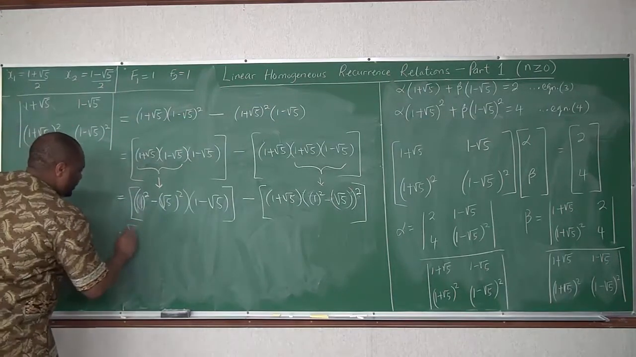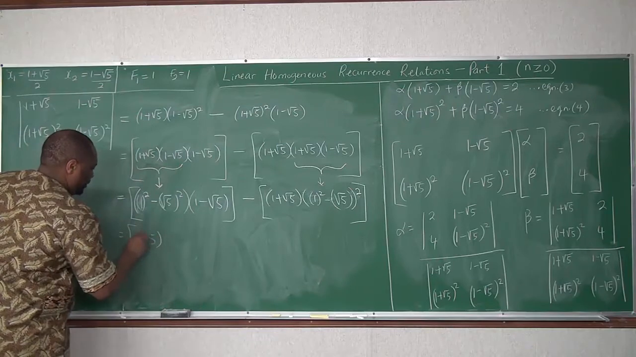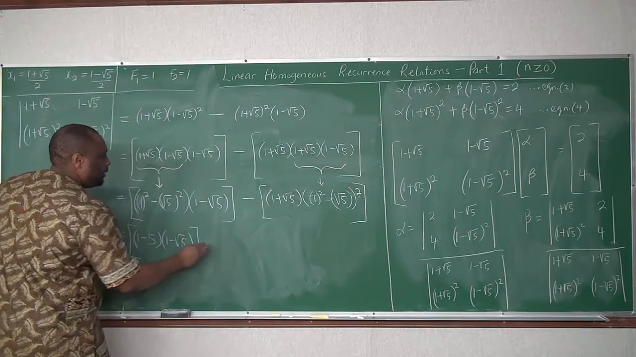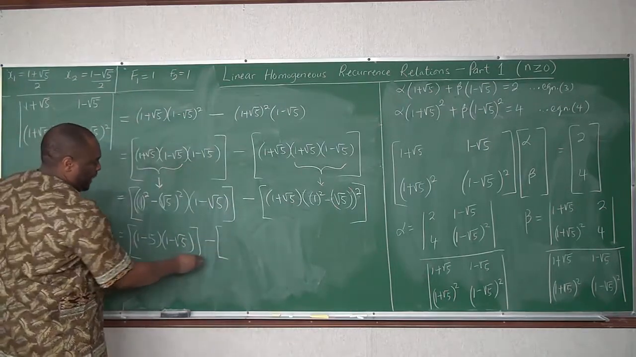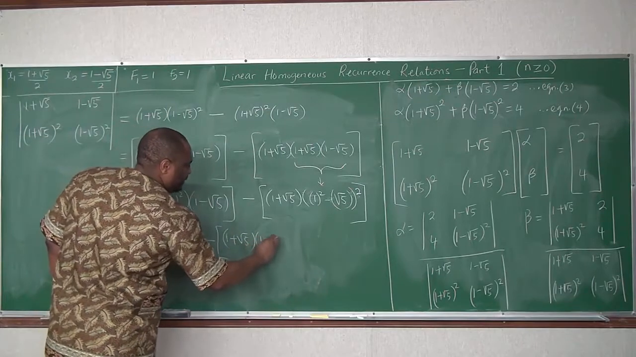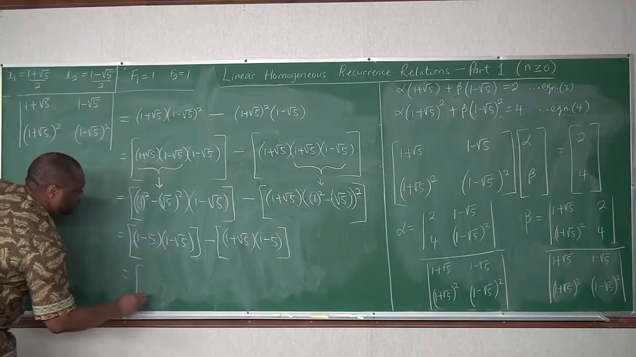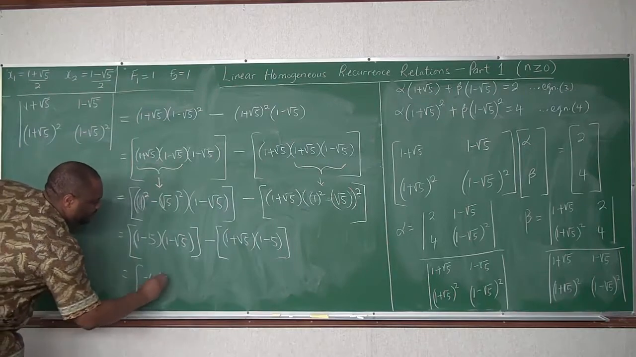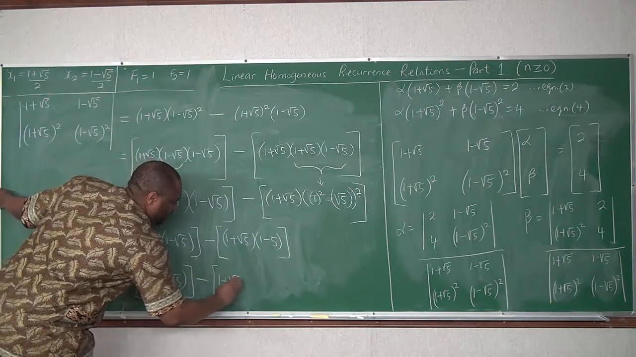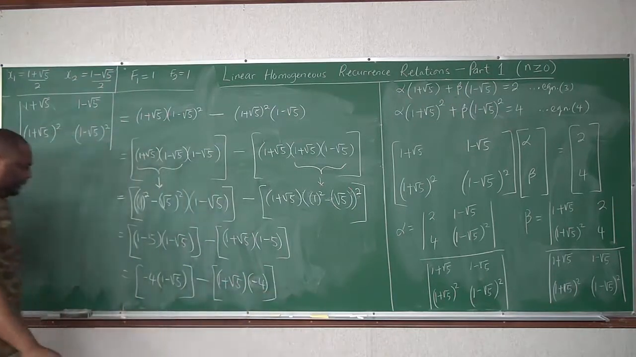Alright, so this is going to give me 1 squared is 1 minus root 5 all squared is 5. So 1 minus 5 times 1 minus root 5 minus 1 plus root 5 times 1 minus 5. Okay? So what we got? We now have 1 minus 5 is minus 4. Minus 4 times 1 minus root 5 minus 1 plus root 5 times minus 4.